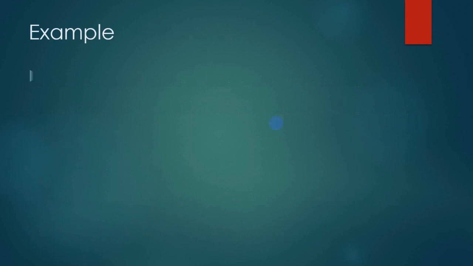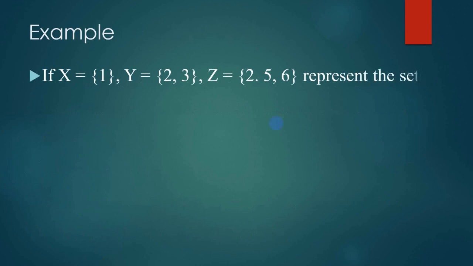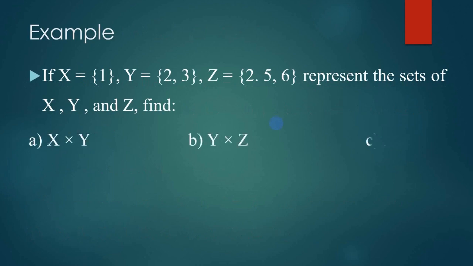Example: if x is the set {1}, y is the set {2, 3}, z is the set {2, 5, 6}. Represent the sets of x, y and z. Find a) x cross y, b) y cross z, c) x cross z.